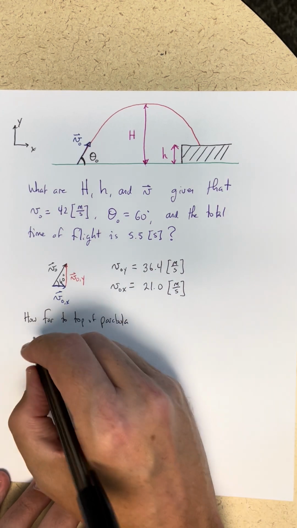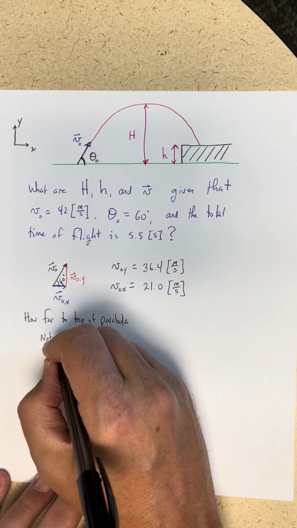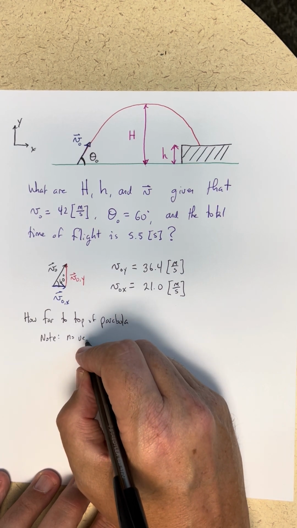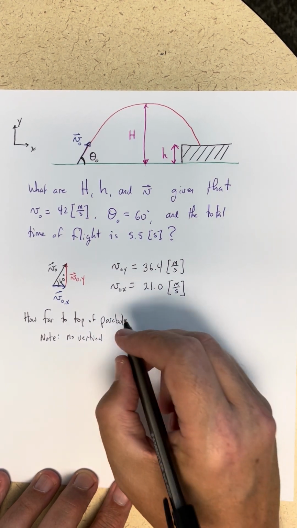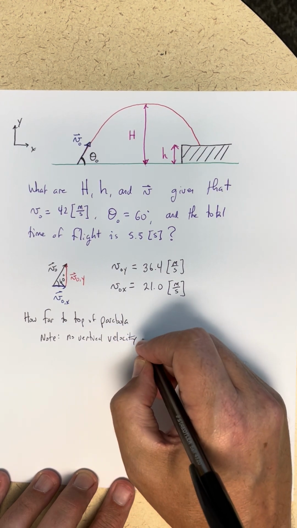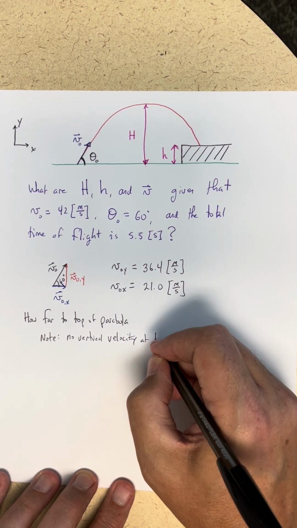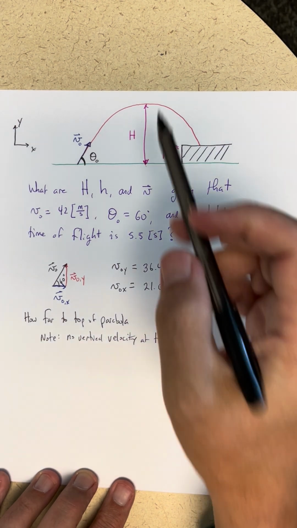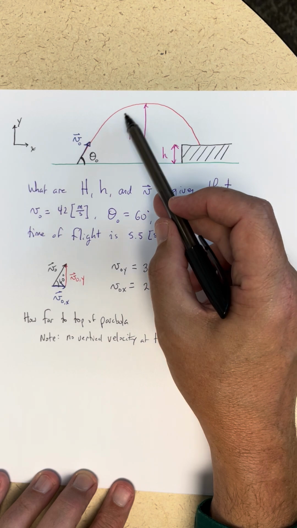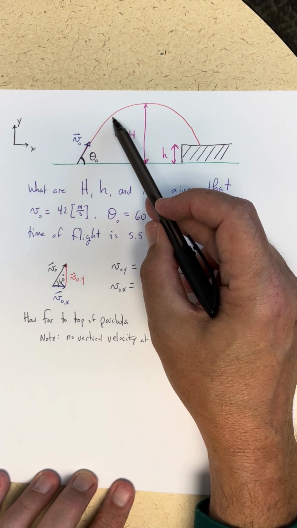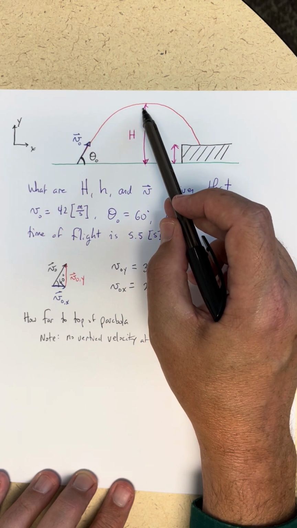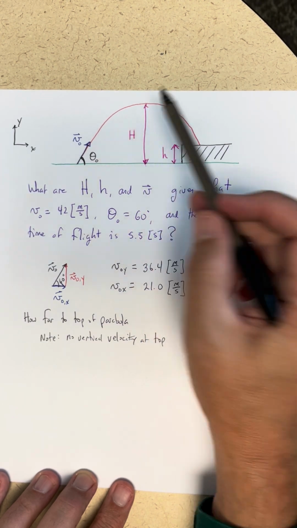And in doing that, I'm going to note there's no vertical velocity at the apex, because otherwise it wouldn't be the highest point. So to go through the highest point, you have to go from, in these coordinates, a positive vertical velocity to a negative vertical velocity, which means you go through 0.